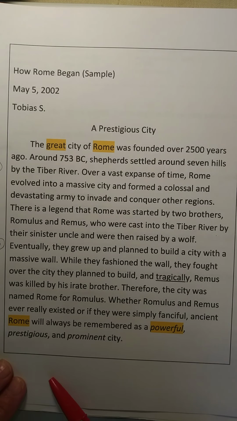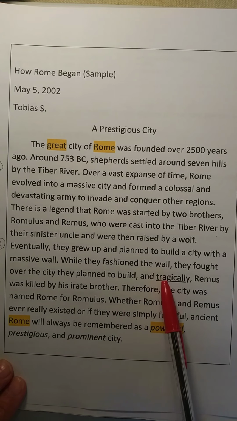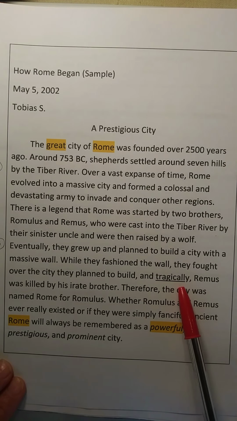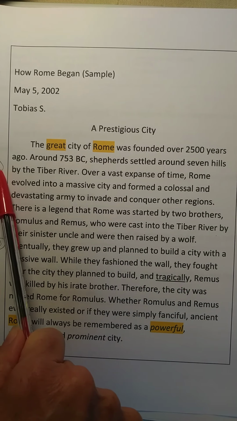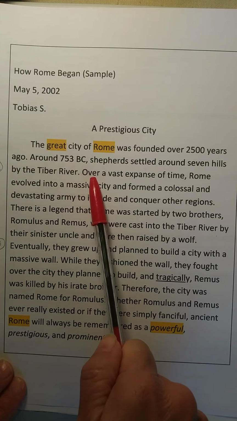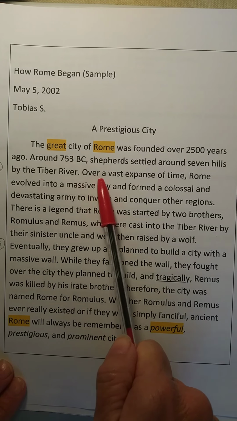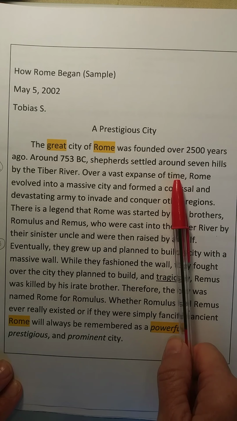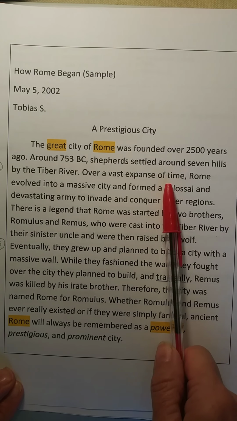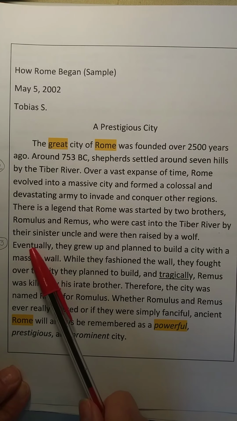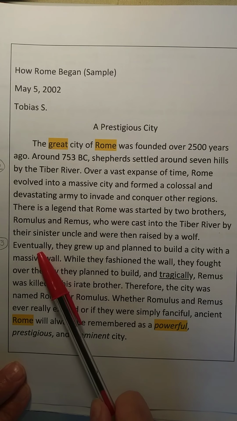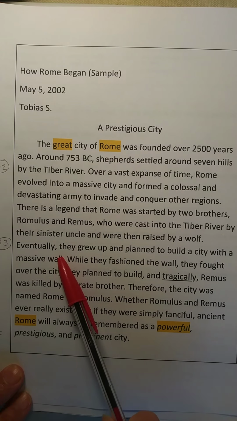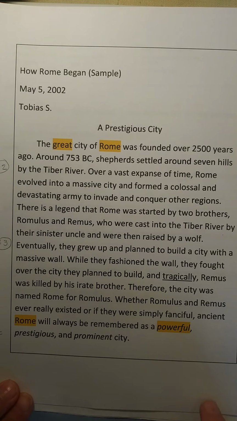Okay, what else do we have? We have an ly adverb underlined. We have a number 2 opener. This is over, a preposition, so over a vast expanse of time is a prepositional phrase. So that's a number 2 prepositional opener. There's a number 3 prepositional opener here, eventually. Eventually they grew up and planned to build a city. There's a comma after the ly adverb opener.